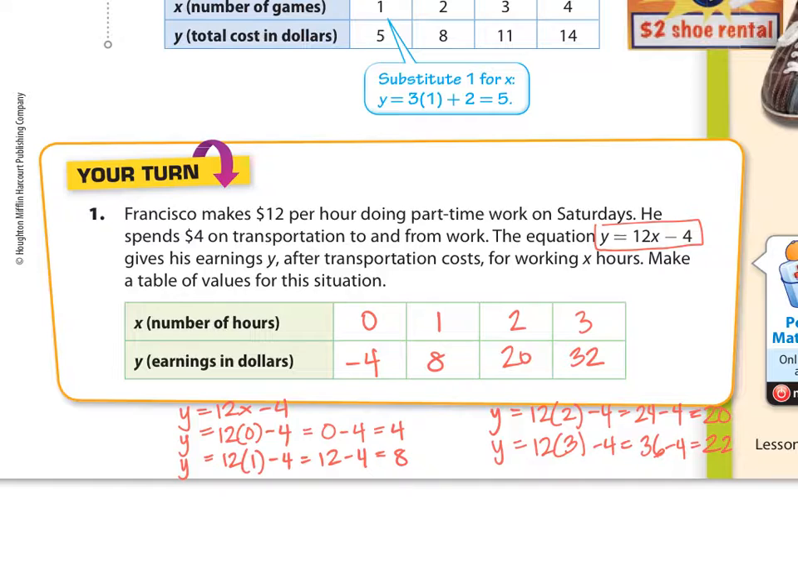Notice that I just chose the x values and then plugged them in to figure out how much money Francisco would earn. You can choose whatever x values you want. You'll probably want to stick to ones that make sense or that are easy to plug in. So I stuck with just small numbers, starting with 0, 1, 2, and 3. You could have done something like 5 hours, 10 hours, 20 hours, and so on.